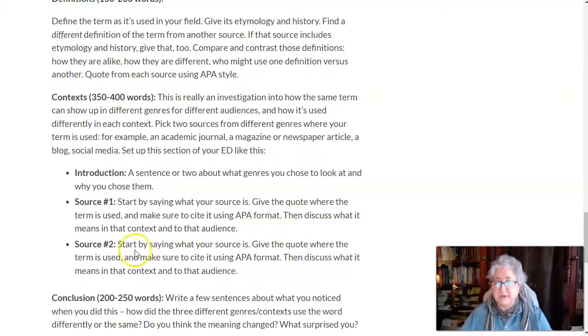Okay. So now my secondary source would be that thing I just found before from the PR journal about how to get rid of empty rhetoric. Rhetoric as empty language. Same thing. I give a nice quote that uses the term rhetoric, and talk about what it means in that context and to that audience. It's obviously 350 to 400 words, so you're going to be writing 150 words or more about each one of these. So you're really going to dig into it and see how that term is being used, and put a good quote in there.